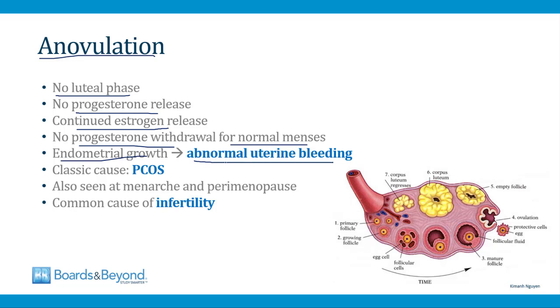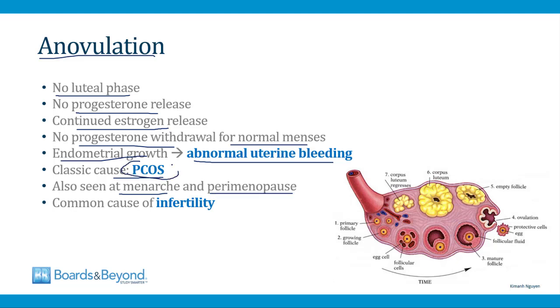Women with anovulation can go several months without bleeding, and they can appear to have amenorrhea, and then they can have spotting or heavy bleeding. They often have a very irregular pattern of uterine bleeding. And anovulation occurs in special circumstances. The classic cause is polycystic ovarian syndrome, which I talk about in another video. It's also common around the time of menarche and as women are approaching menopause in the perimenopausal period.